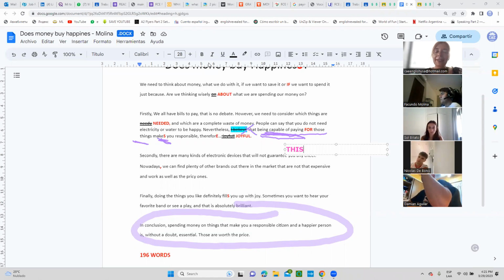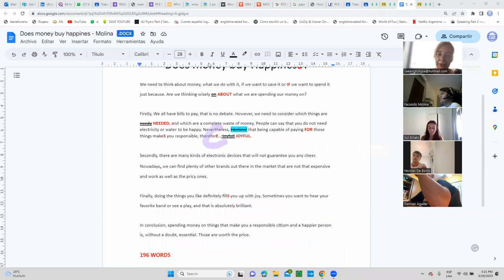This makes you responsible. So you need to add the S to the verb. Therefore, and again, because you did not revise, you forgot the E in therefore. And joyful is with one L. Okay.